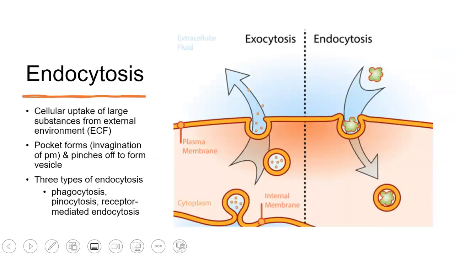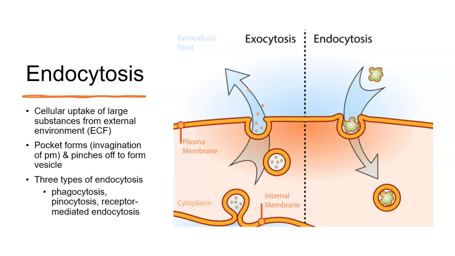Now the opposite of that is endocytosis, where we bring things inside the cell by packaging it into a vesicle. So you can see on the right-hand side, we've got this green glob. It sort of hits the cell membrane. The cell membrane forms a pocket that's called invagination, and it closes up, encircles the little green blob, and brings it into the cell. Well, that is endocytosis, bringing something into the cell.